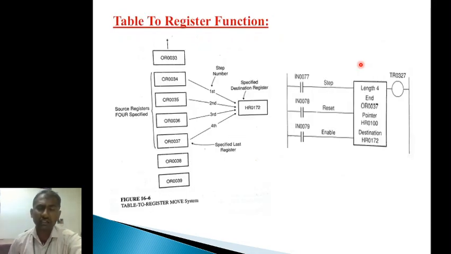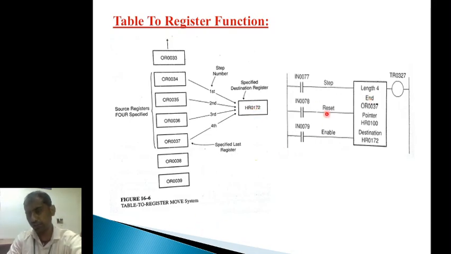And next one, the table to register function. That means when a block of registers' data is transferred to a single register, that function is called the table to register function. So here we want to transfer from the OR0034, OR0035, OR0036 and OR0037 registers, and from these registers we want to transfer the data to a single register. That single register is nothing but HR0172. Then what is the syntax for that? It is this one.